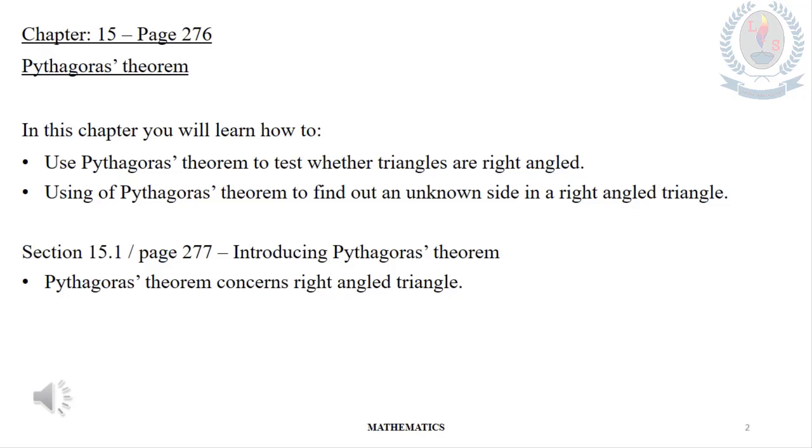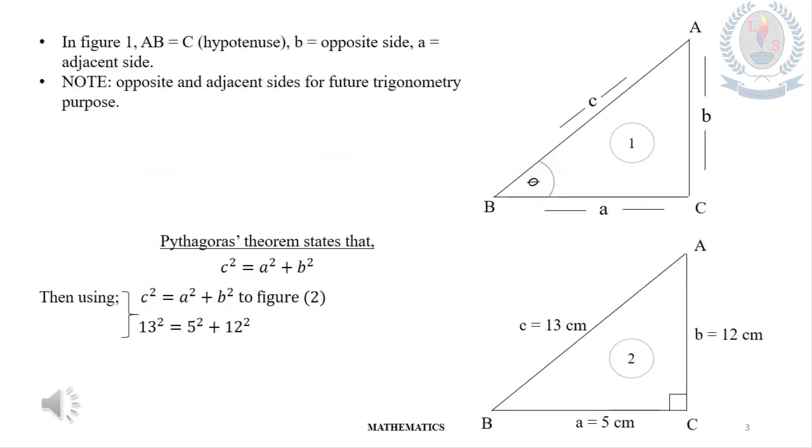Pythagoras theorem concerns right angle triangles. Slide number 3. In figure 1, AB equals C, the hypotenuse, B equals the opposite side, A equals the adjacent side. Note, opposite and adjacent sides are for future trigonometry purposes. In figure 2, Pythagoras theorem states that C squared equals A squared plus B squared, that is 13 squared equals 5 squared plus 12 squared.